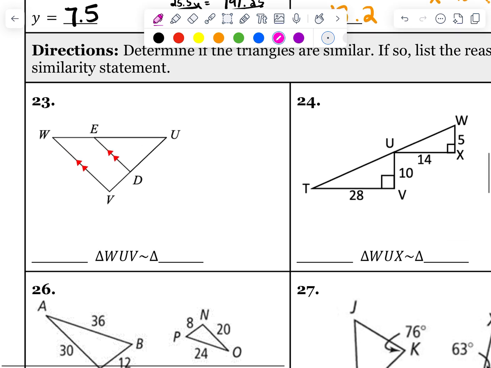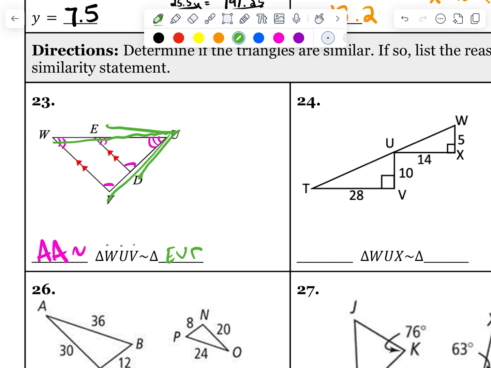We have parallel lines. Whenever you have parallel lines, you can add some angles. So I've got this angle equal to this angle. I've got this angle equal to this angle. And technically, we also have this overlap angle right here. So this is angle similarity. And then I know triangle WUV is going to be similar, excuse me, to triangle EUD. Order matters.